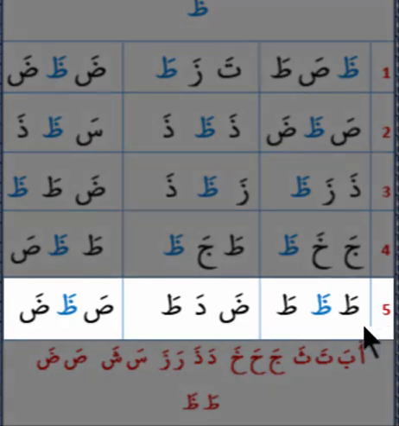Fifth line: ta, va, ta. Ta, va, ta. Ba, da, ta. Ba, da, ta. Sa, va, ba. Sa, va, ba.